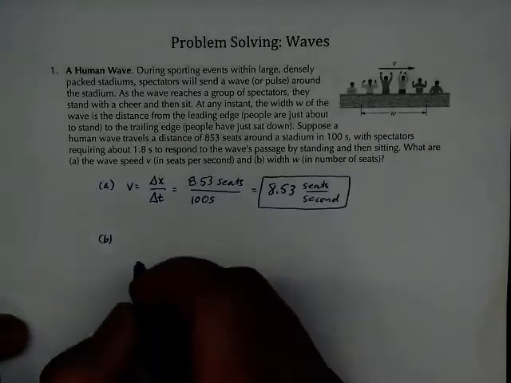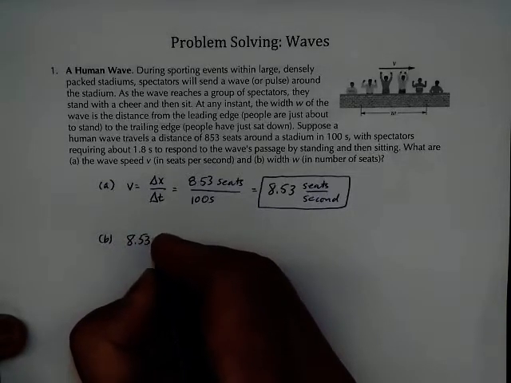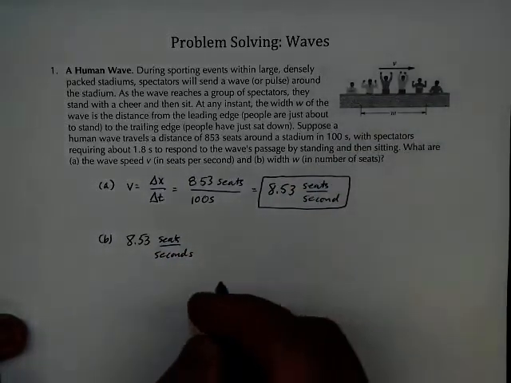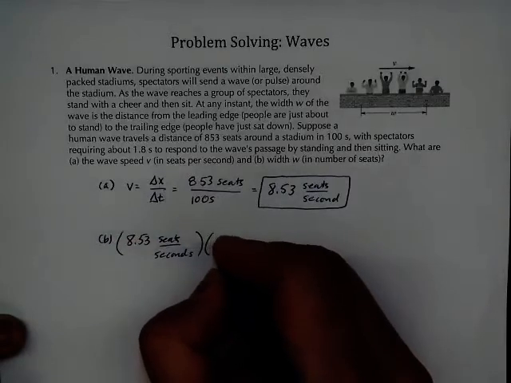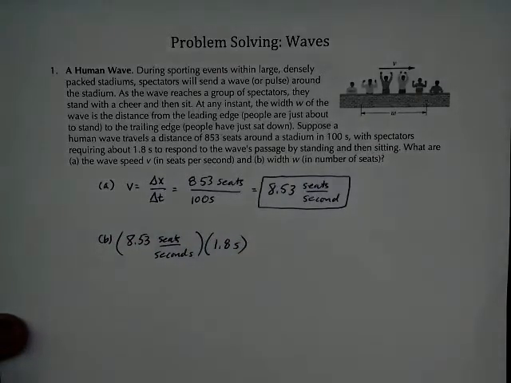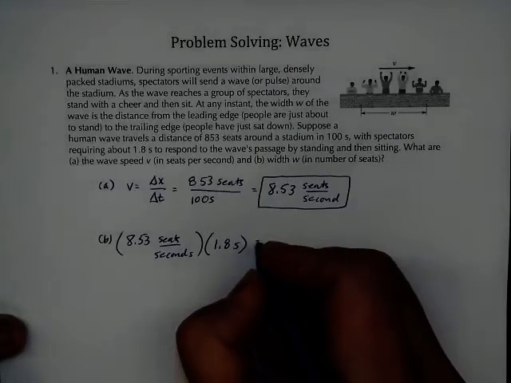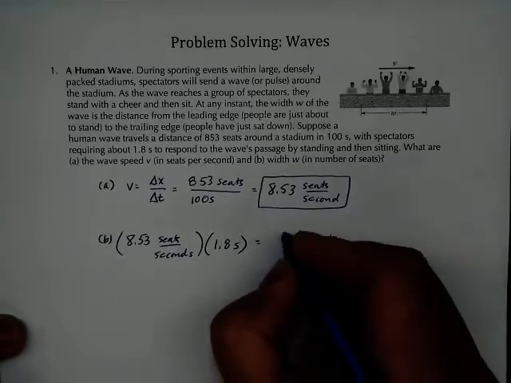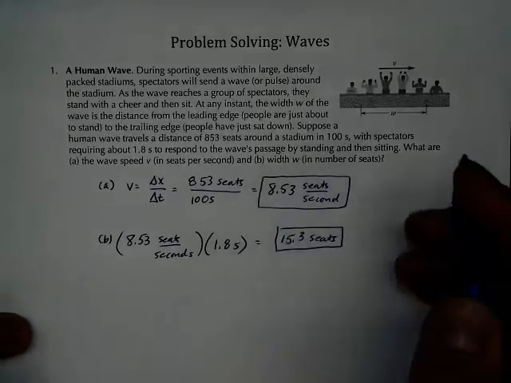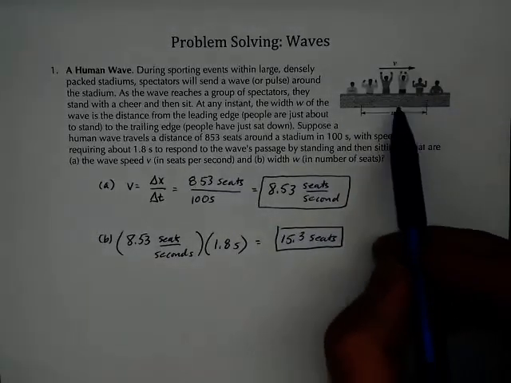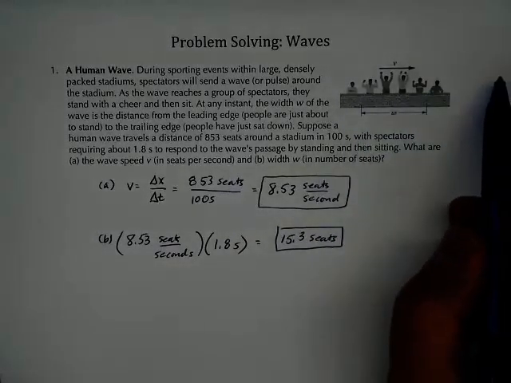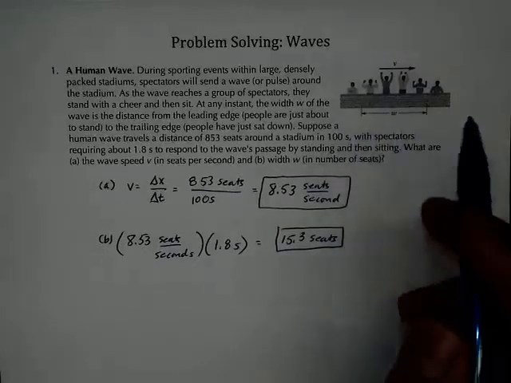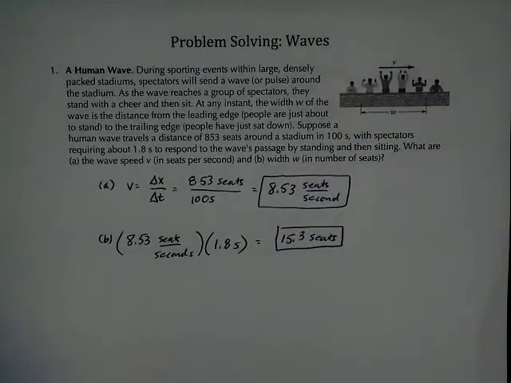And so B is simply taking that 8.53 seats per second speed that the wave is traveling this direction and multiplying it by the time that it takes a person to stand and then sit down as the wave is passing. If we multiply those together, we find about 15.3 seats, which means, the picture's not drawn accurately, there would be, on average, about 15 people standing up at any given time, though at the leading edge, they're just starting to stand up, and at the trailing edge, they're starting to sit down.